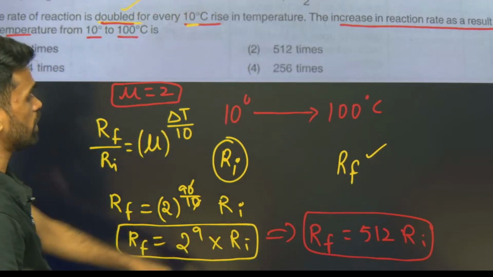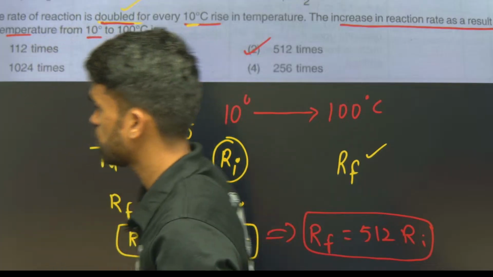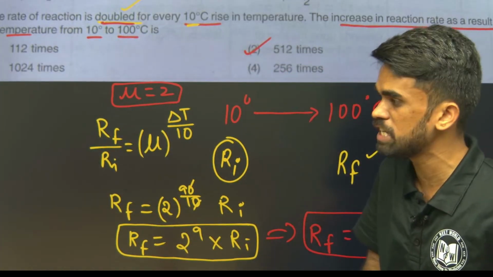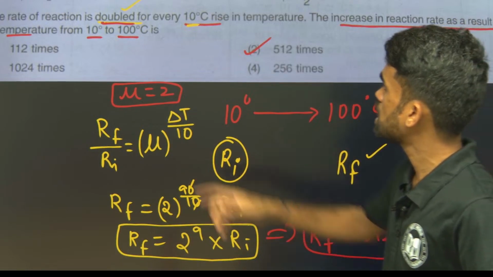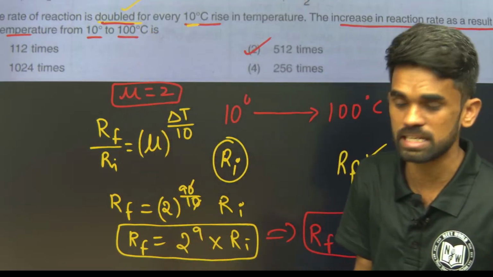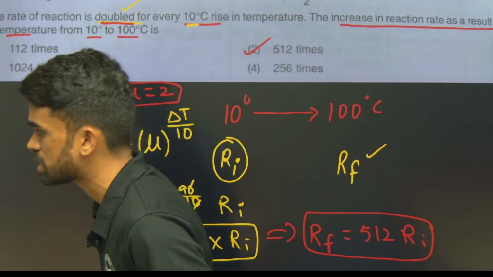So check, where do we have it? Option number 2. So the final rate will be how many times? R final will be equal to 512 times the initial rate, with a rise from 10 to 100 degrees Celsius. Hope it is clear. Okay, let us move forward with a few more examples.